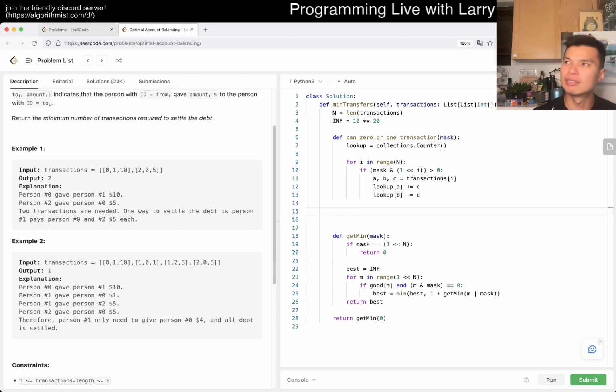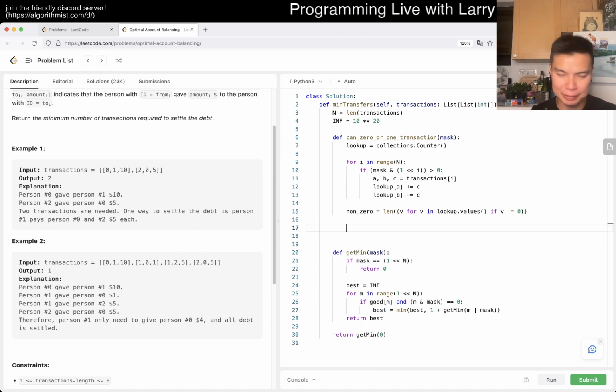And then basically the idea at the end is that we want to just return the number of keys left. And ideally, so okay, non-zero is equal to the length of lookup.values, for v in lookup.values, if v is not zero, right?